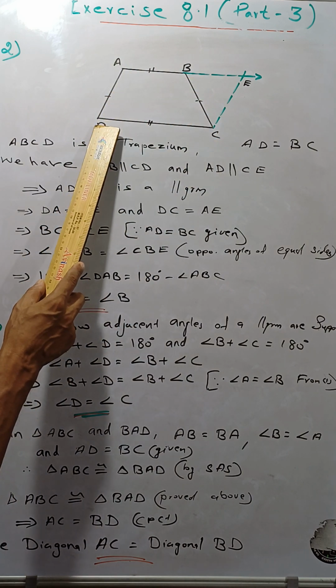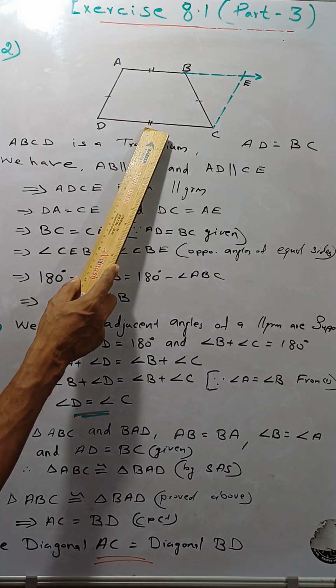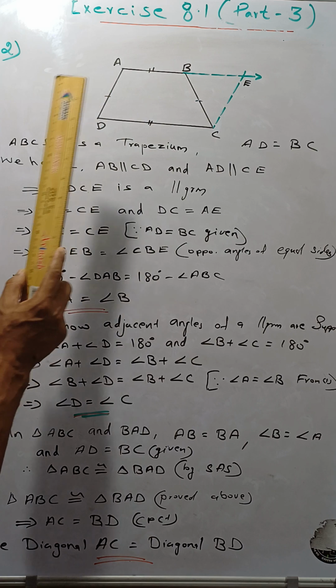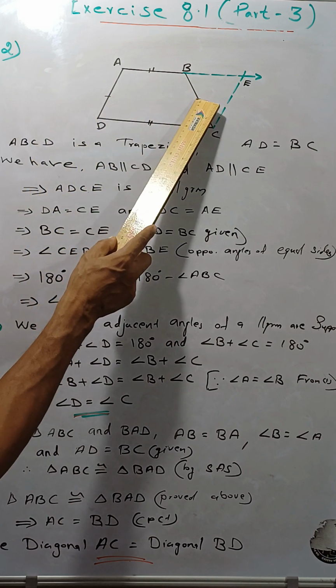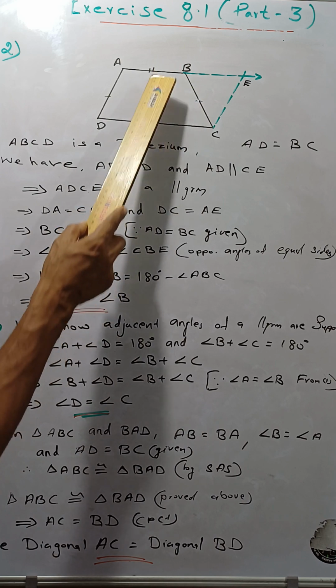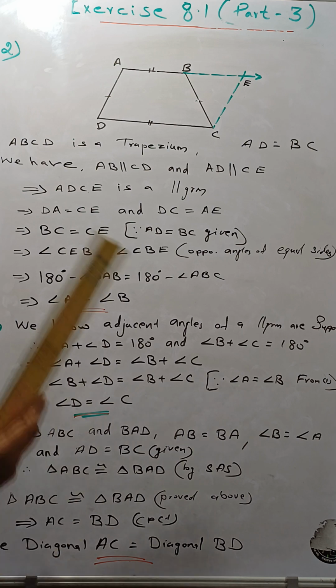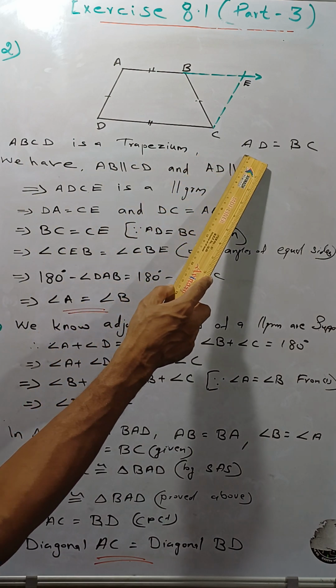ABCD is a trapezium in which AB is parallel to CD and AD is equal to BC. These two sides are equal and these two sides are parallel. ABCD is a trapezium. These three things are given.